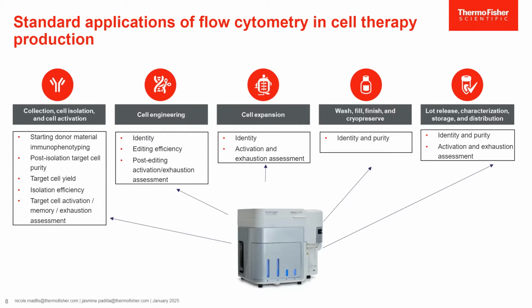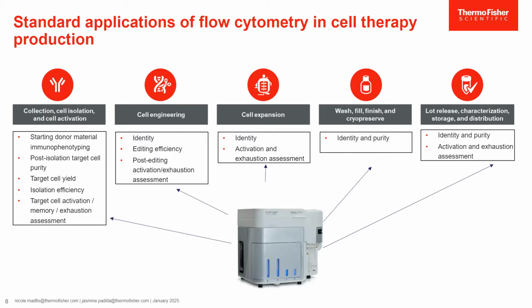As mentioned in the earlier slide, the CytPix flow cytometer plays a key role through the entirety of the end-to-end cell therapy workflow. At the start of the process, during cell isolation and activation, it is used to immunophenotype the donor material, establish a baseline receptor profile, and evaluate key process metrics such as target cell yield, purity, and isolation efficiency.